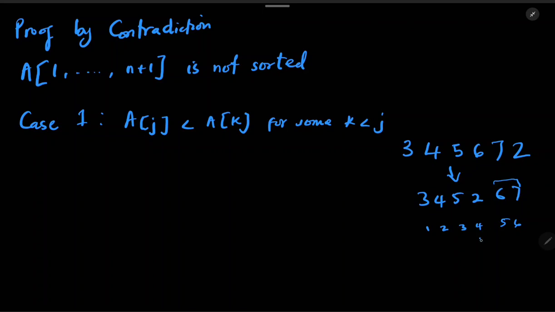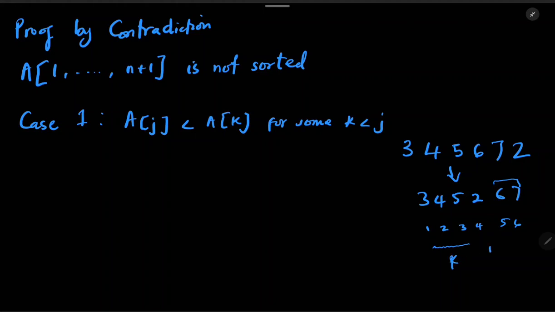So we're considering this number here. Let us call this K. That means all these numbers, any of them, could be a J. So K less than J. Oh, that's the other way around.